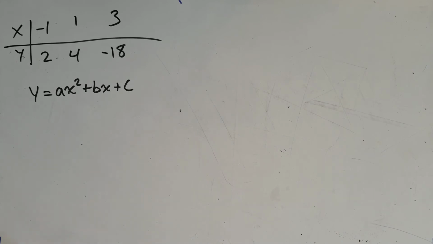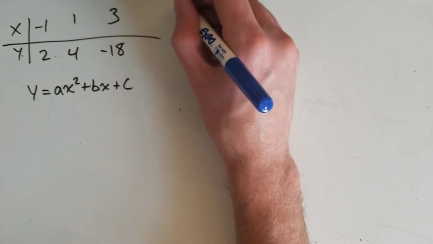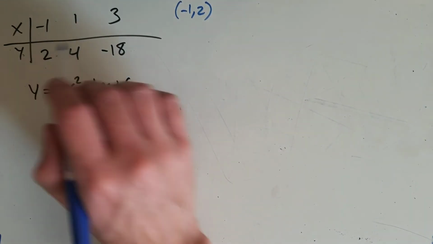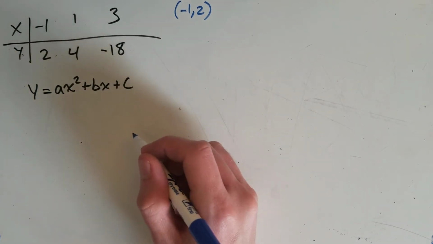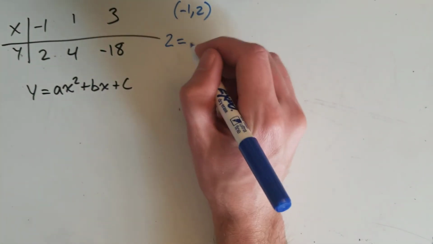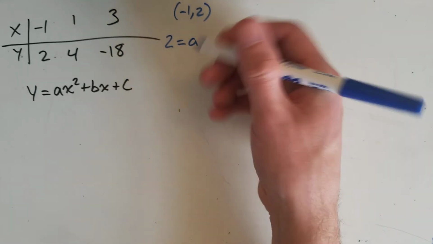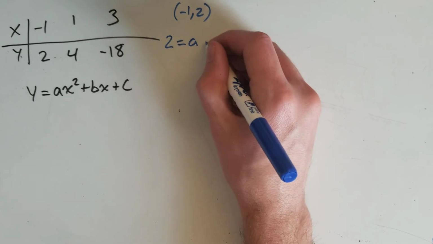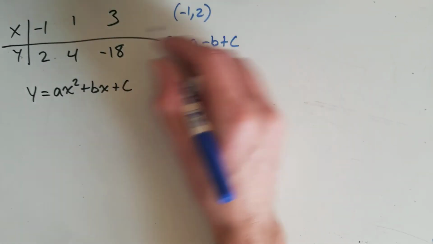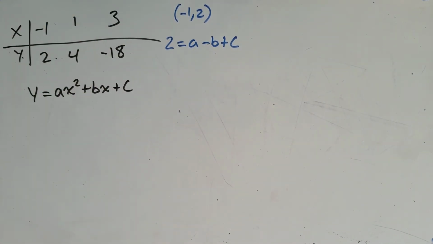So let's go ahead, and I'm going to color code these. We're going to take the point -1, 2. That's this first one, and we're just going to substitute it in and simplify as far as we can. So y is 2 when x is -1, so it would become just a, because -1 squared is 1. You're going to end up with a minus b and a plus c. That's what happens when you input this input and output into the function.